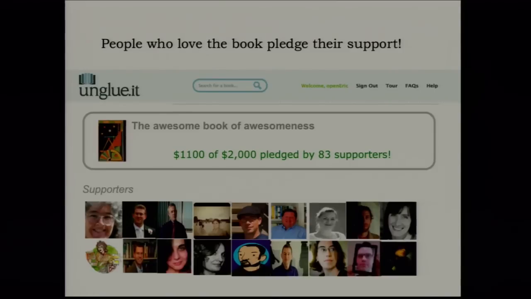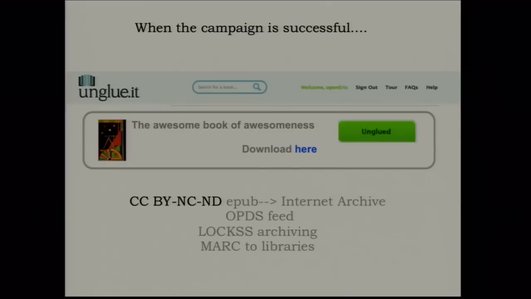So people support the book, and if enough people support the book to match the price set by the rights holders, then the book becomes unglued. And we do things like make an epub, put a Creative Commons attribution, non-commercial, non-derivative license on it, stick it in the Internet Archive, make an OPDS feed, make it available for LOCKSS archiving, make MARC records for libraries, and generally make it available to everybody.